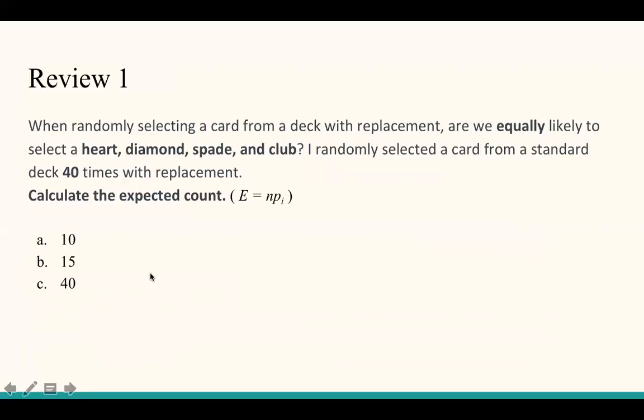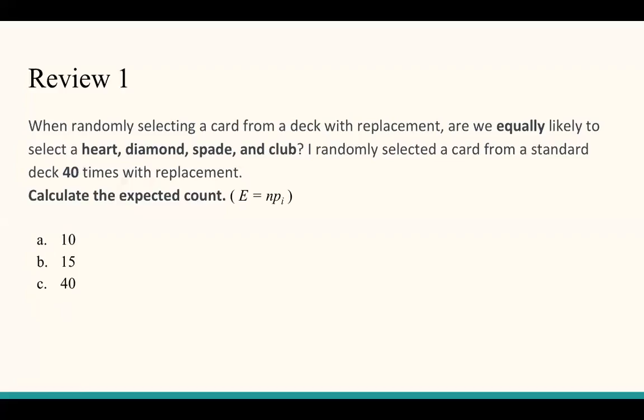Okay, so that was a pretty quick summary of what you did this week, so we're just going to go through a few review questions. So when randomly selecting a card from a deck with replacement, are we equally likely to select a heart, diamond, spade, and club? I randomly selected a card from a standard deck 40 times with replacement. Calculate the expected count. So pause, take a few seconds to go over that.